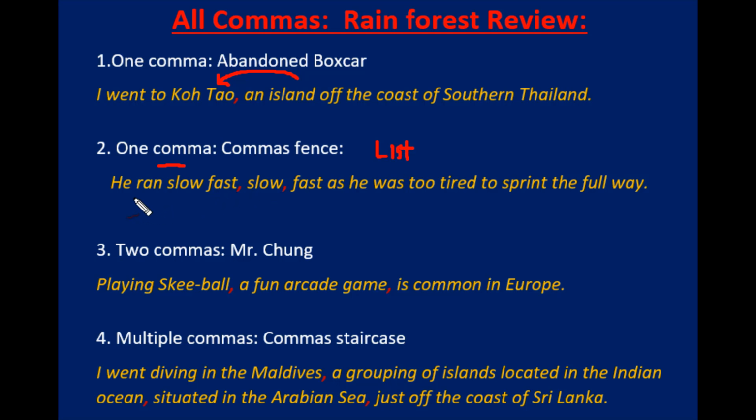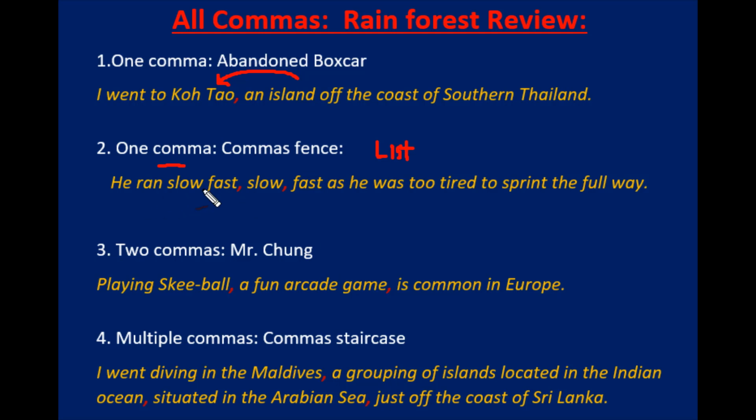So if you look at our sentence here, it says he ran slow fast, comma, slow fast, as he was too tired to sprint the full way. You see right away that slow fast, when you don't put a comma there, has to be one thing, slow fast. That is incorrect.